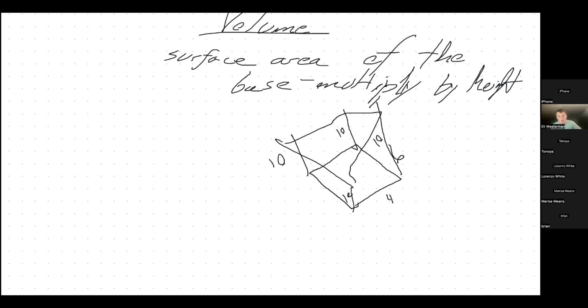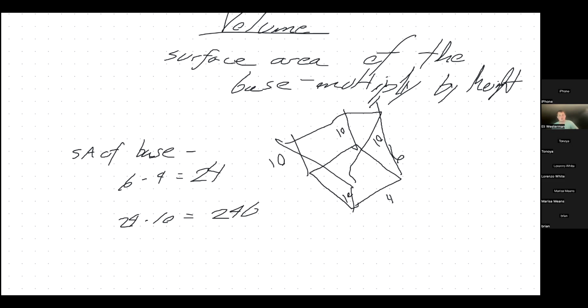So we need to find the surface area of the base first. Surface area of base, that's going to be 6 times 4. That's going to be 24. Then we have to look at what the height is, and then we multiply the surface area by the height. So 24 times 10 equals 240. We're going to say these were feet, so they're feet cubed. So 240 feet cubed is the answer there.